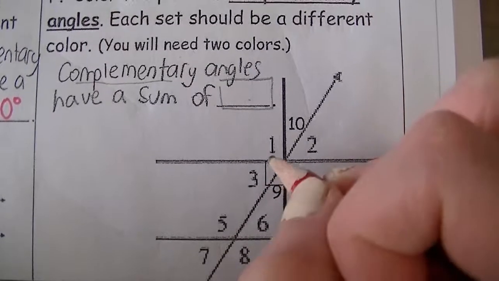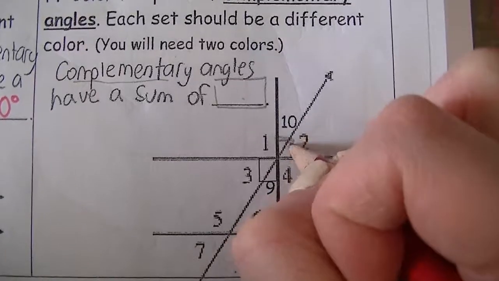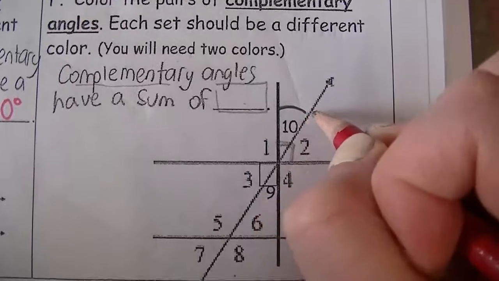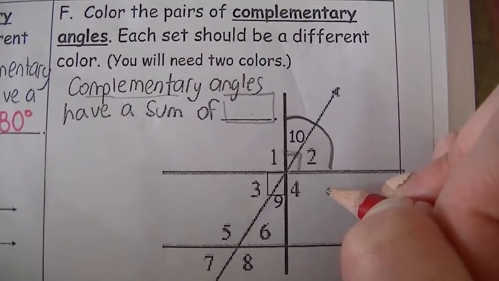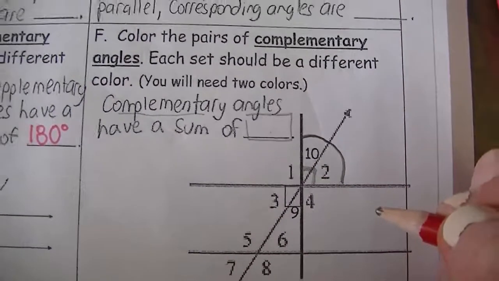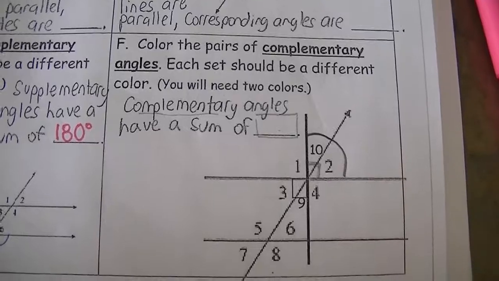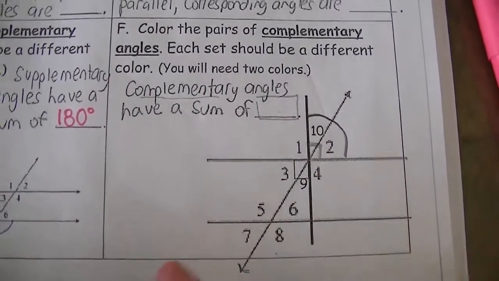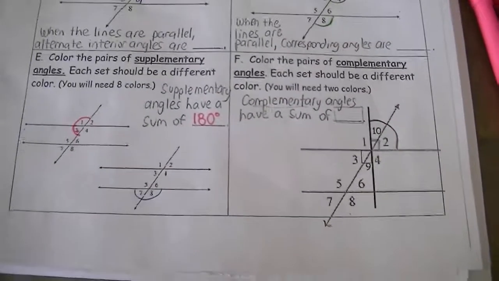Let's see, right there, that's 90. So its vertical angle will also be 90. So a pair of complementary angles would be angle 10 and angle 2, because their sum is 90 degrees because of the box. So go ahead and find that last pair of complementary angles according to this, okay? Now this line is not parallel to this line. I mean, it looks like it, but it doesn't tell me that, so I'm not going to assume that those are parallel, okay? All right, finish this up.